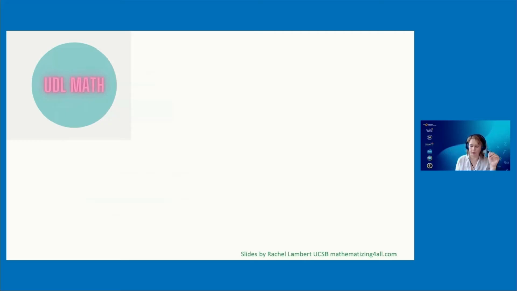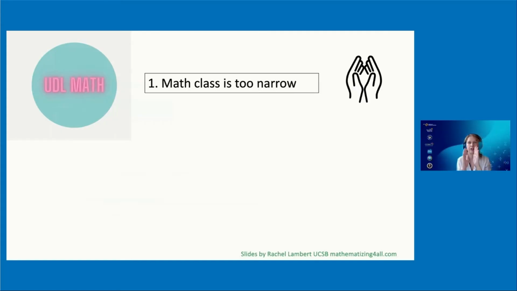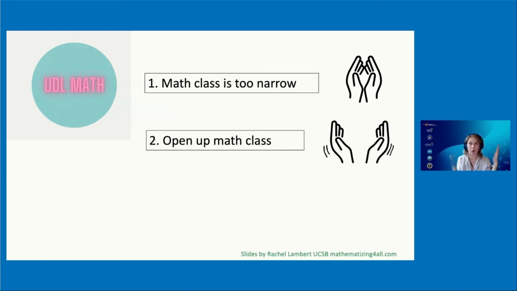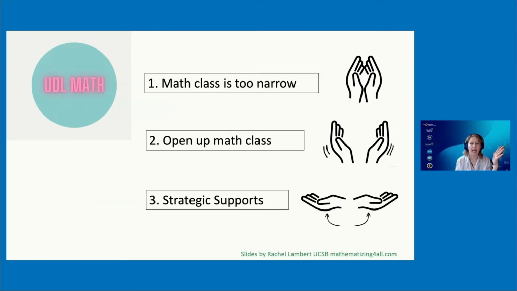I really want to start here with some gestures that I've worked with teachers over the years to help describe the process of how we make math more universally designed. It starts with first understanding that math class is too narrow. Math class doesn't work for enough kids, right? Secondly, we need to open it up. How do we open up math class, make it more accessible, make it more engaging? And then last, we need to provide strategic support. So opening it up isn't enough for all kids. We want to make sure we also build in strategic supports to help all kids engage in math.